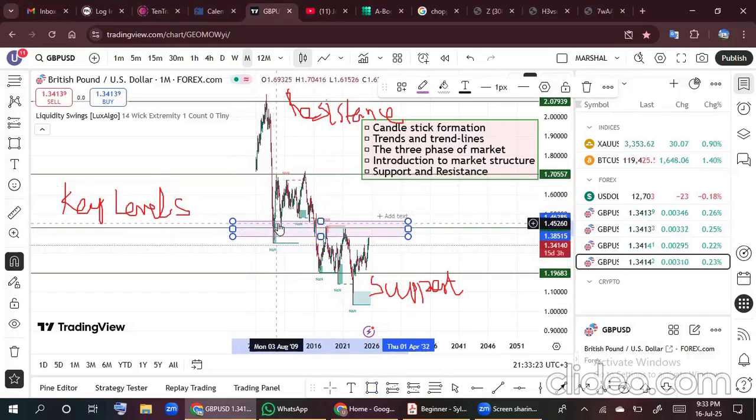So the market bounced off here, bounced off here. Then it later broke this support level, and it became a resistance. So this place is marked as a zone in the market. So you have support and resistance similar to key levels, then you have your zones.